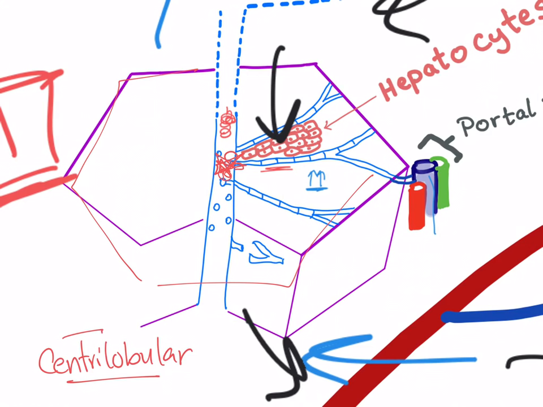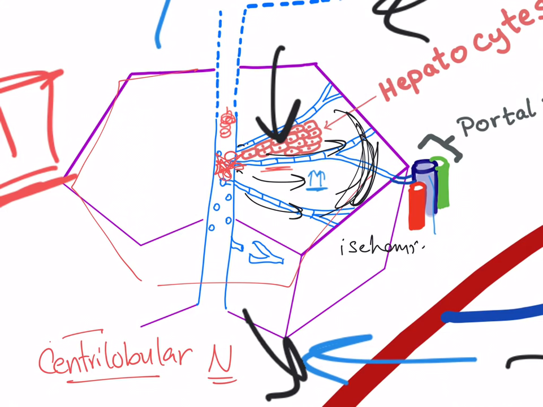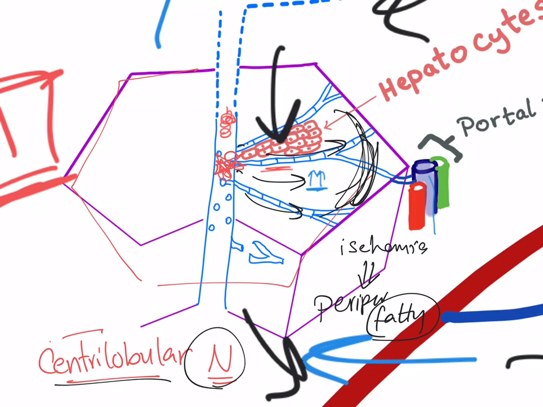Okay, so in the center we have necrosis. What about the periphery? Here in the periphery, due to the increased pressure going from the center to the periphery, it will compress. This compression will lead to ischemia, and this ischemia will lead to peripheral fatty change. So in the center we have necrosis, in the periphery we have fatty change.